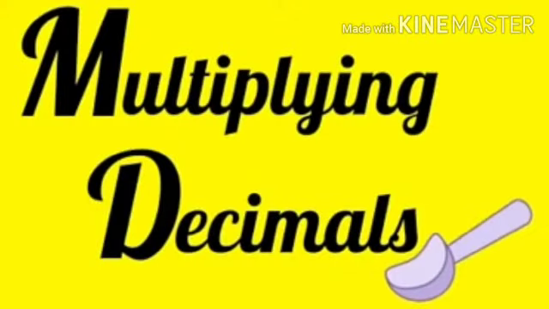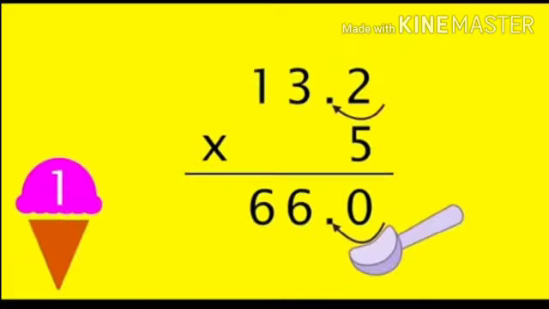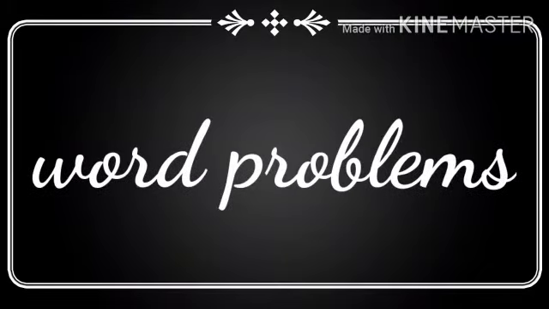In the multiplication of decimals, first ignore the decimal point and multiply the whole numbers. Finally, count the decimal places for both the numbers and keep the point from left to right. Today, let us learn some word problems of these operations.